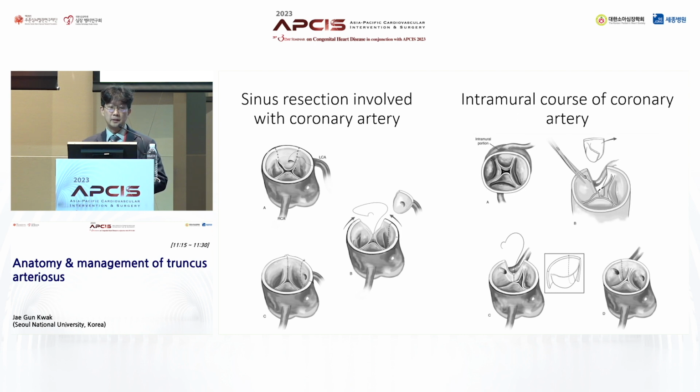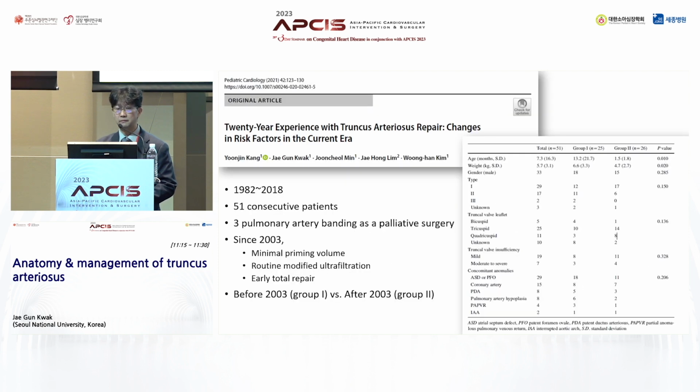In cases where the coronary artery is involved, the sinus is resected, just like we do in the arterial switch operation. We harvest the coronary artery button and then re-implant it in the ideal place on the aortic root. In the intramural course, we can use almost a similar technique to repair the truncal valve.